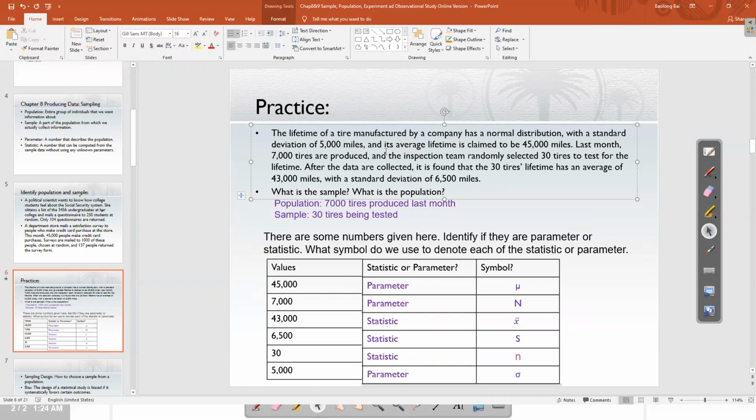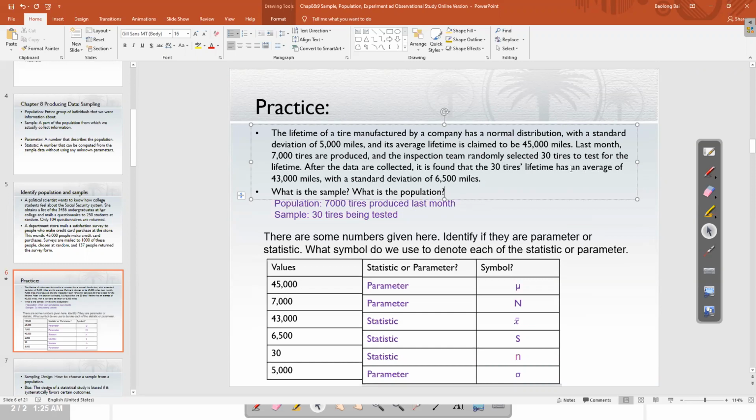Right, so the lifetime of a tire manufactured by a company has a normal distribution with a standard deviation of 5,000 miles, and its average lifetime is claimed to be 45,000 miles. Last month, 7,000 tires were produced, and the inspection team randomly selected 30 tires to test for the lifetime. After the data are collected, it's found that the 30 tires' lifetime has an average of 43,000 miles with a standard deviation of 6,500 miles. So then from this, what's the population and what's the sample, right?